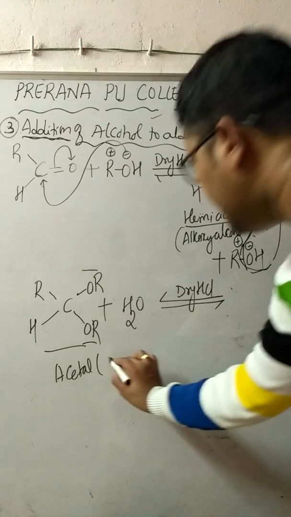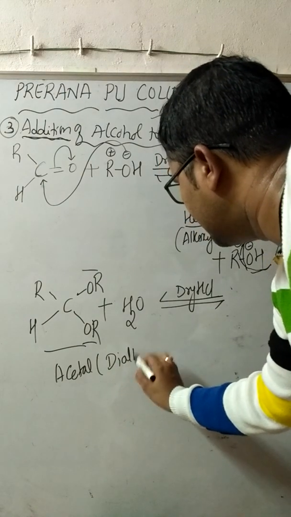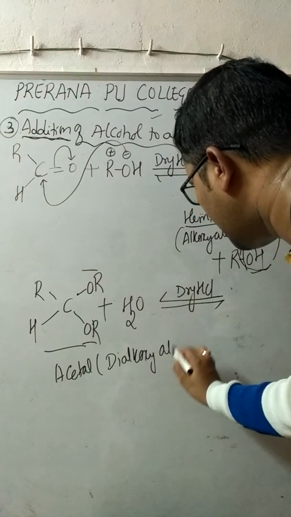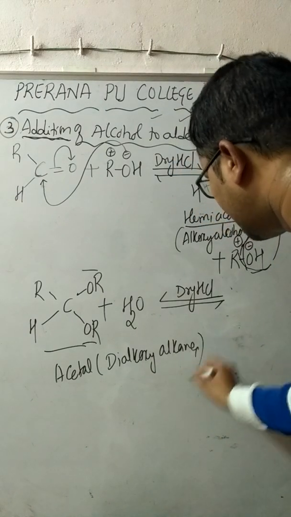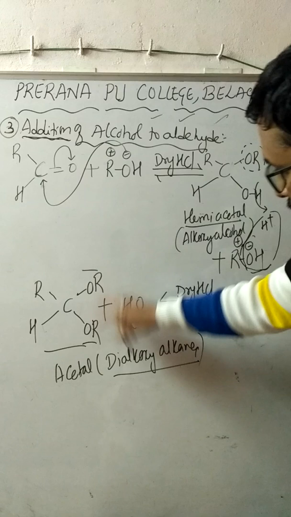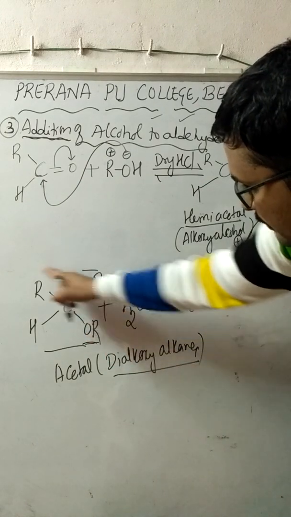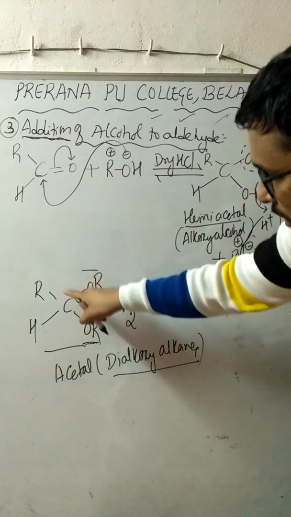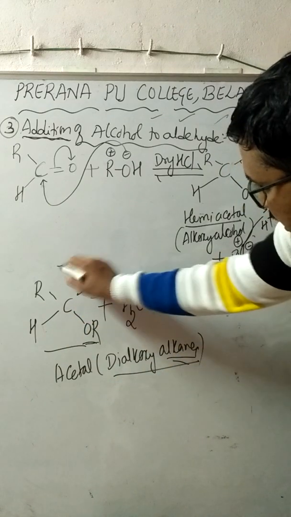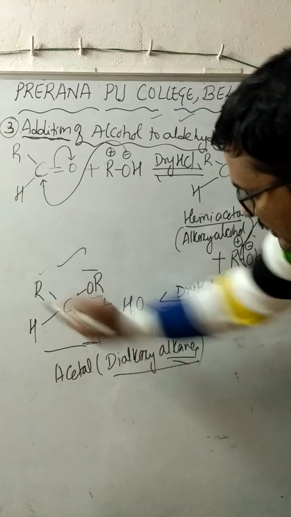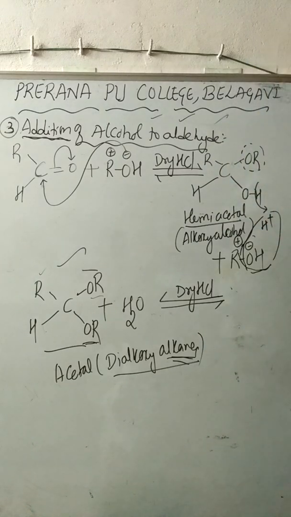Since this acetal contains two alkoxy groups, I can also call it dialkoxy alkanes. Now a question comes: dialkoxy means two times OR, so why alkane? This is carbon with an alkyl group, so everything will be saturated. Since the general alkyl group is represented, it can be written as alkanes.